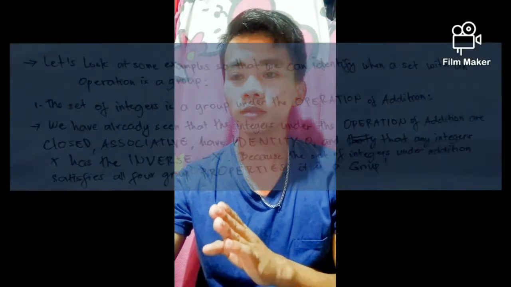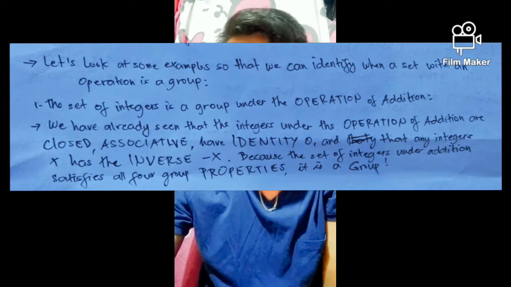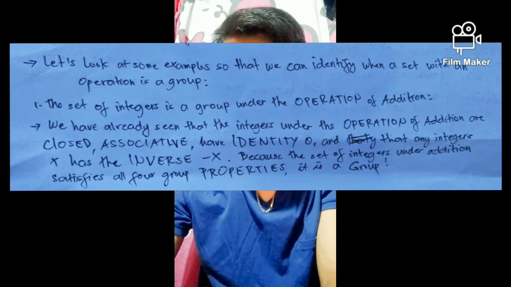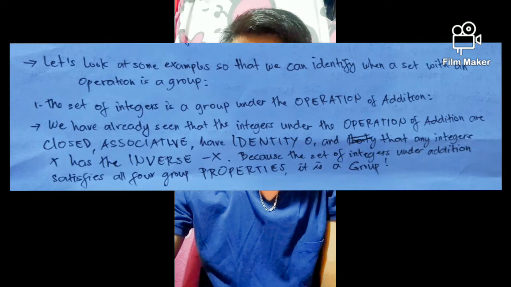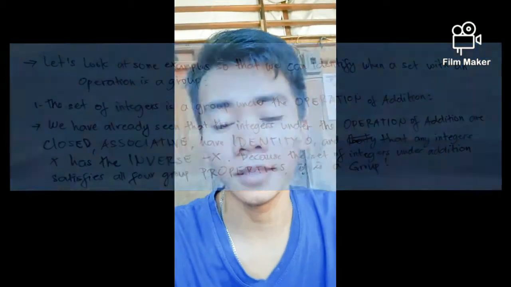I will show an example on the screen so you can watch it there. As you can see on the screen, that is the example of a group under a binary operation that satisfies all the conditions.